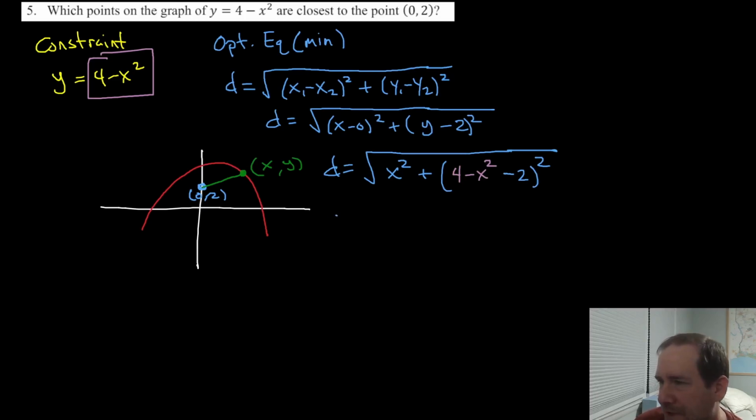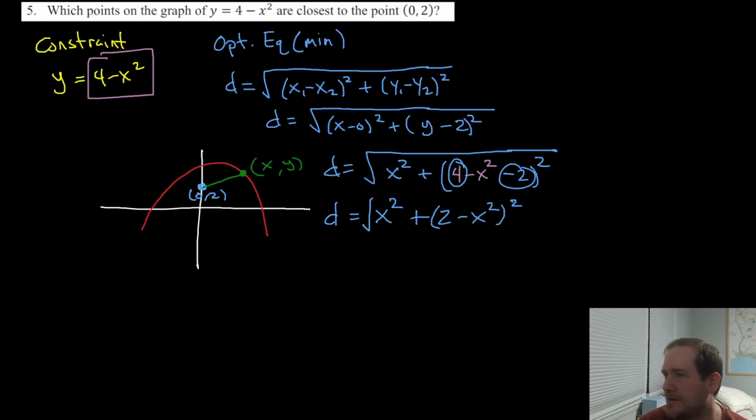So if we're simplifying, the first thing we would do is, I guess, just combine the 4 and the minus 2. So you'd have an x squared plus 2 minus x squared. And then we're squaring that. So if we're squaring 2 minus x squared, we've got to FOIL that out.